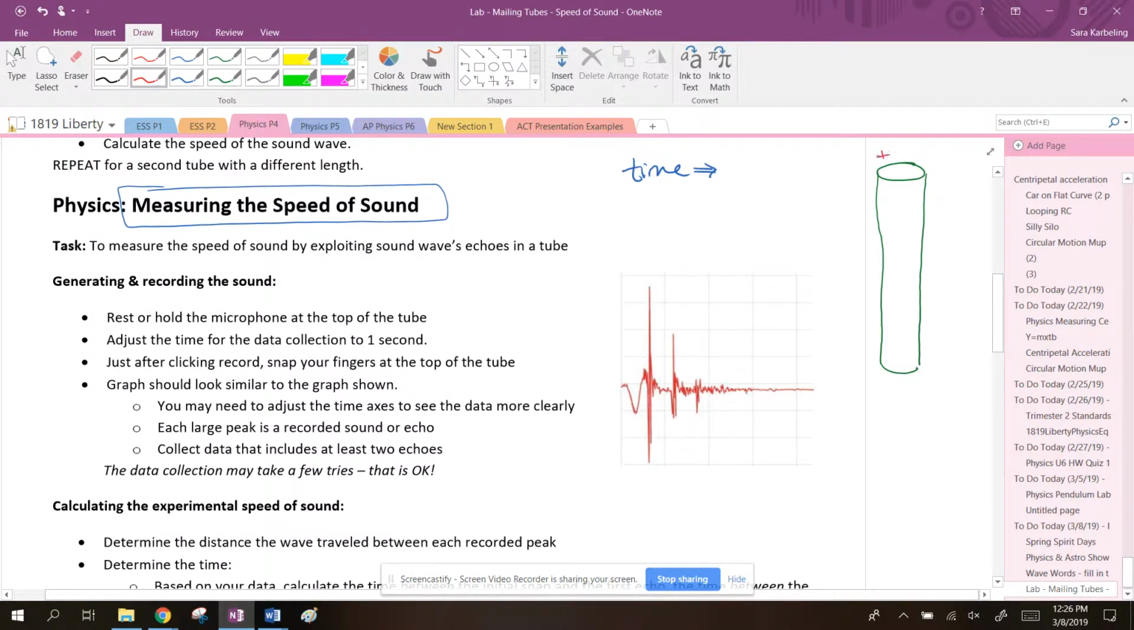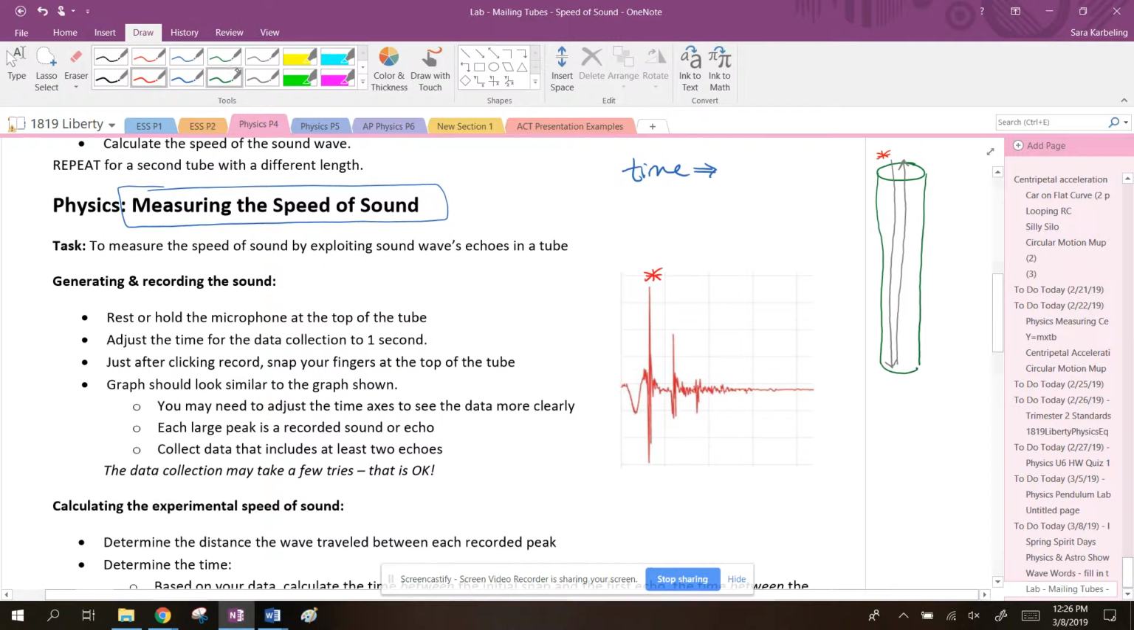So you snap. And what does that sound do? Before it bounces, what does it do? It travels. It goes down, doesn't it? It goes down the tube, and then when it gets to the bottom, what does it do? It bounces back up. So it travels back up this way. And that red asterisk represents this time right here. Does that make sense? Okay?